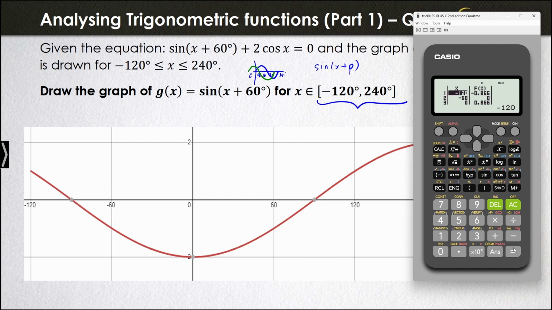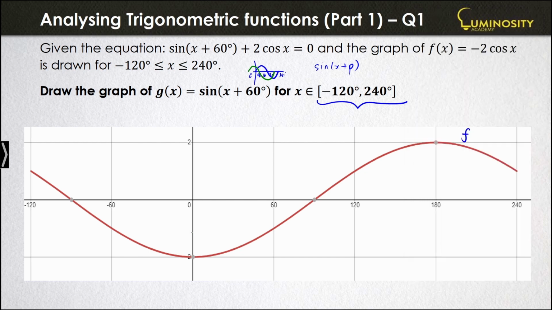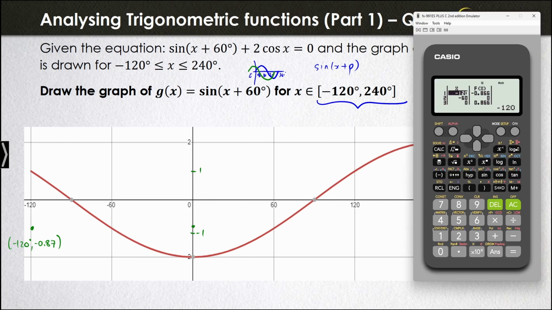Okay, so negative 120 degrees will give us negative 0.866. So that's somewhere around here. If the axis has negative 1, then negative 0.866 is somewhere up there. So there's that endpoint, negative 120 degrees, negative 0.87, if you want to round off to 2 decimal places. Okay, but that's a very special trig value. That's negative root 3 over 2.